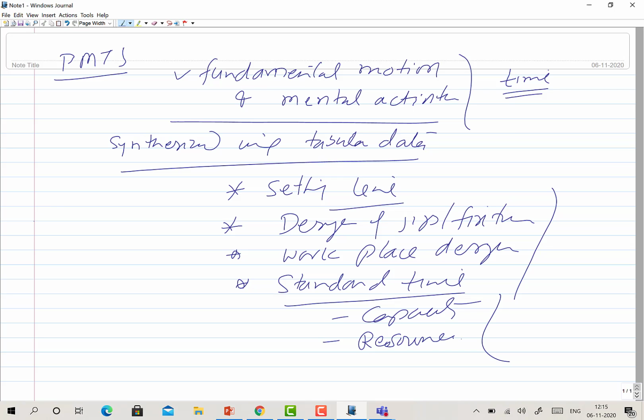But since this method is based on detailed analysis of work method, how a job is being done is analyzed in all the PMTS methods. The different steps involved in performing a job are analyzed in order to find out what the fundamental motions involved are, so that the time value for those can be estimated. The time values can be identified in order to arrive at the total time required for completing the job.